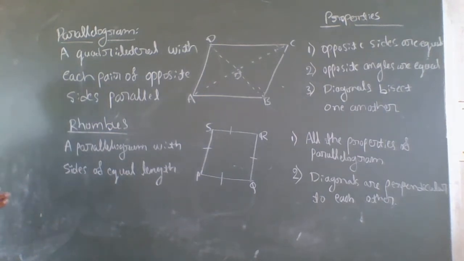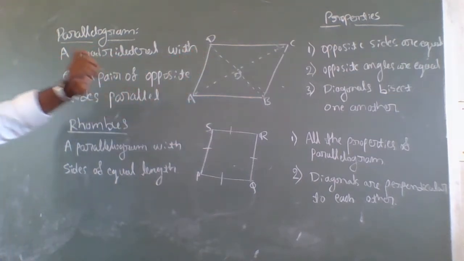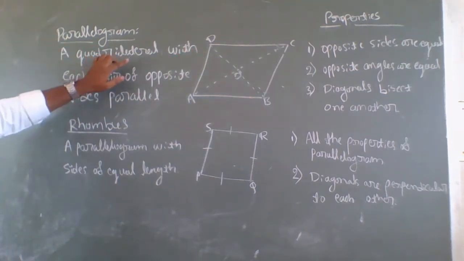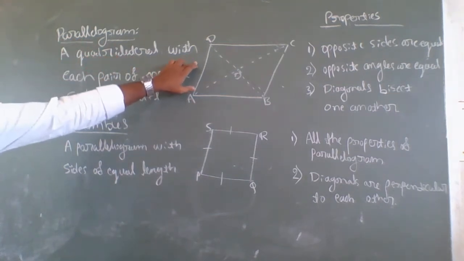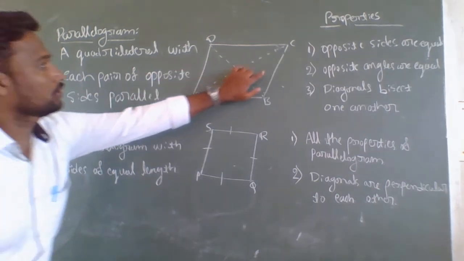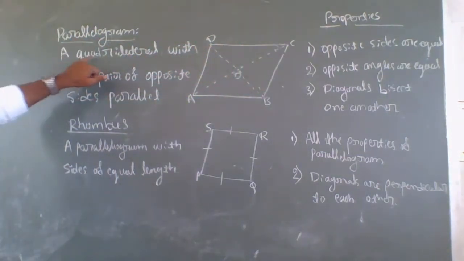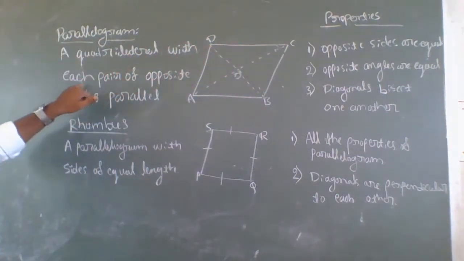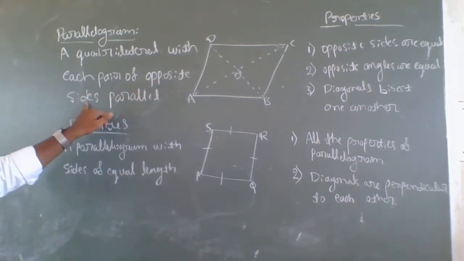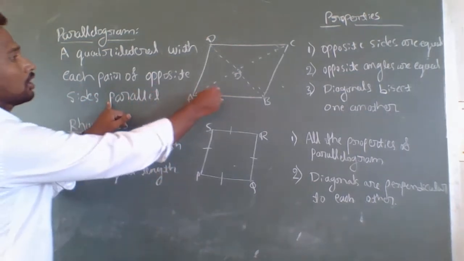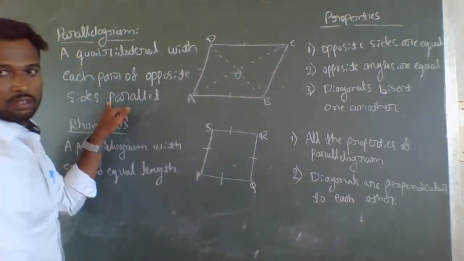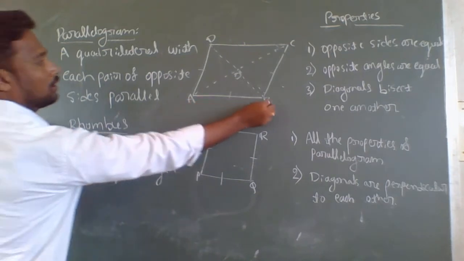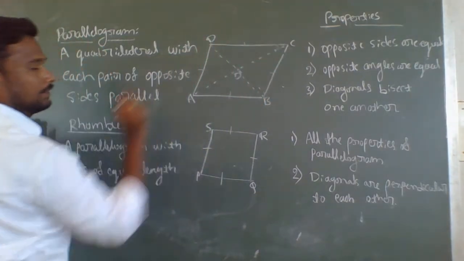First one is the parallelogram. So, this is the parallelogram, and a parallelogram is also a quadrilateral. A quadrilateral means there are four sides: 1, 2, 3, 4. Therefore, a parallelogram is a quadrilateral with each pair of opposite sides parallel. Here, AB is parallel to CD.